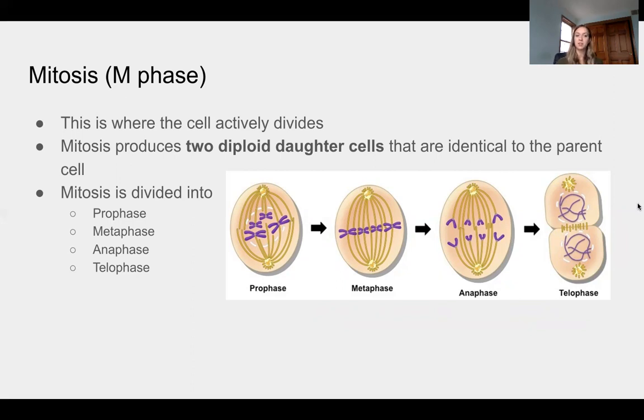Definitely need to know those steps and their order at the bare minimum. Also should really know what happens in each step, but most importantly, know the names of those steps and the order that they happen in.